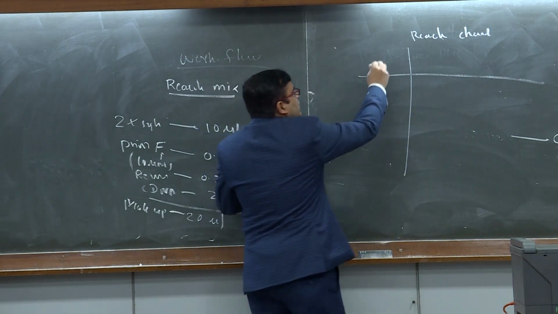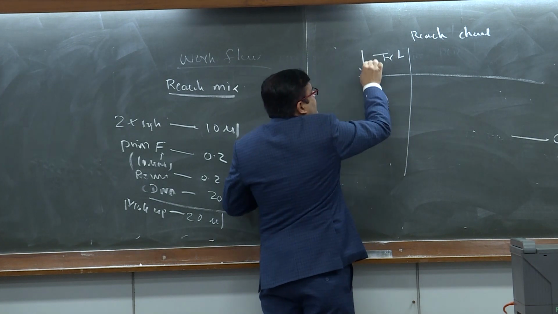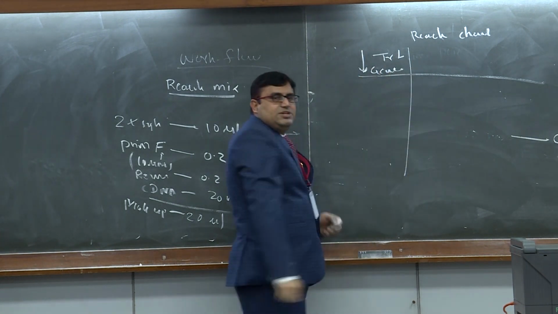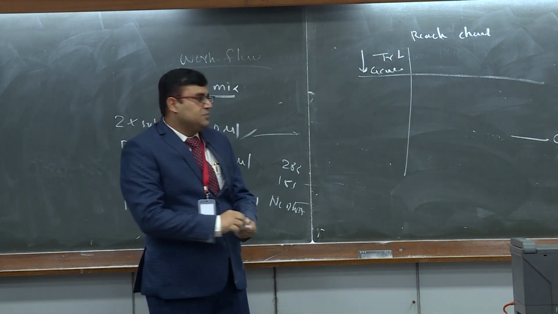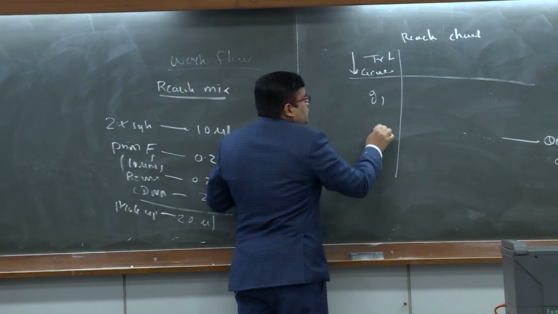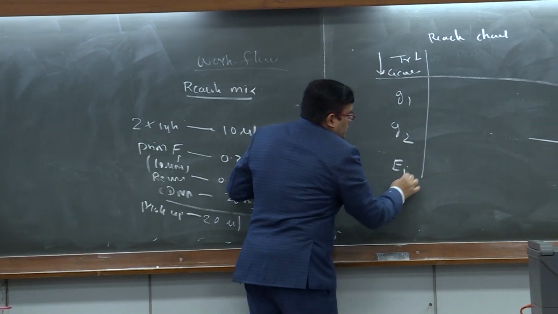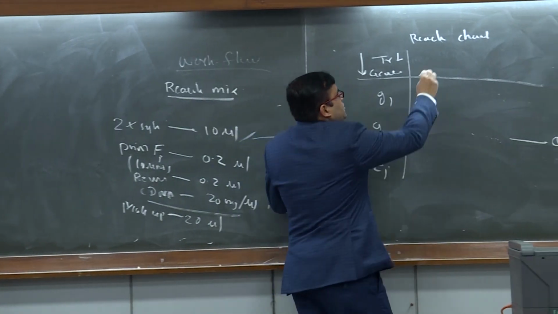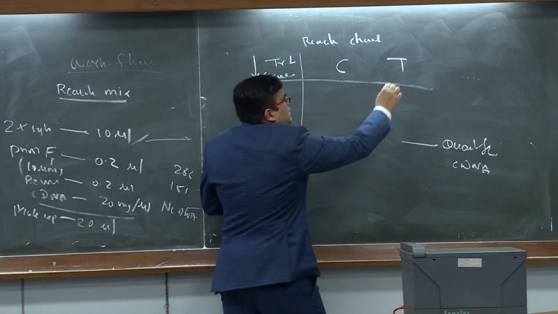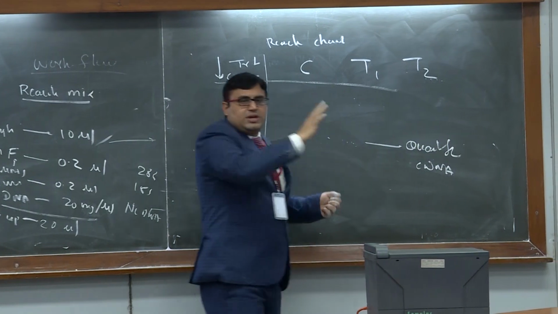Okay. So on one side you have to write the treatment, and on the other side you have to write the genes, right? So for genes, let us take G1, G2, E1 like this, and then for treatment, let us take control, T1, T2 like this you can make.